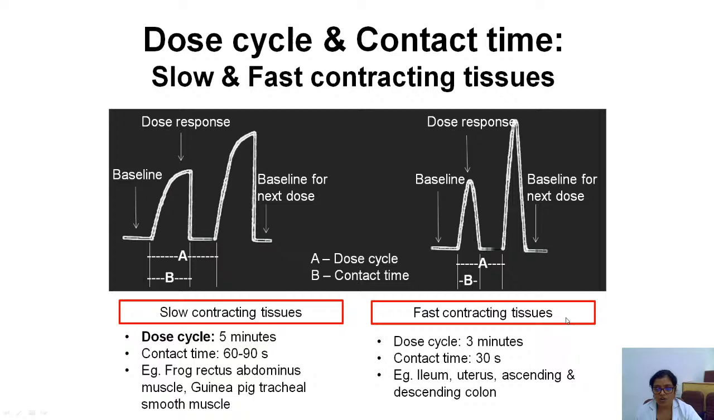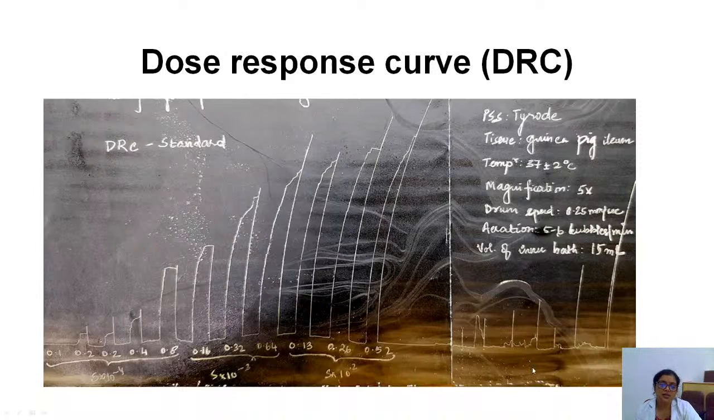So fast contracting tissues will contract fast, and slow contracting tissues will contract slow. So for slow tissues you need a longer dose cycle to record a proper response. Here the dose cycle is 5 minutes, and the contact time should be at least 1 to 1.5 minutes. The fast ones will keep on contracting very fast, so the dose cycle should be 3 minutes, and the contact time should be not more than 30 seconds. The response should come, because they are contracting fast. Basic logic.